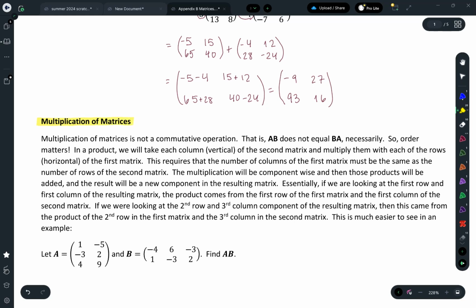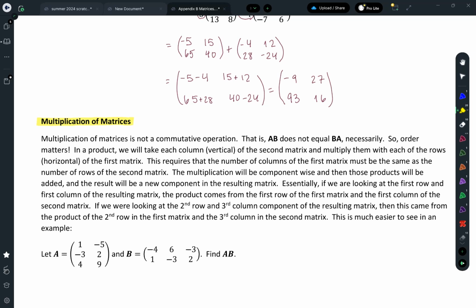This one's kind of weird. Multiplication of matrices is not a commutative operation. So if I have two matrices, A and B, AB is not necessarily equal to BA. So order absolutely matters. The other thing is that one order may be possible while the other order is impossible.